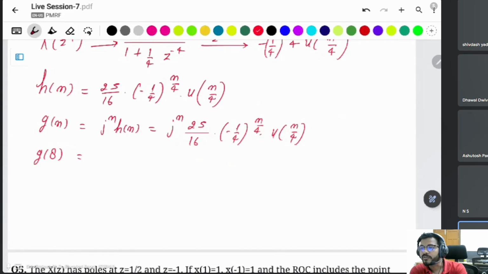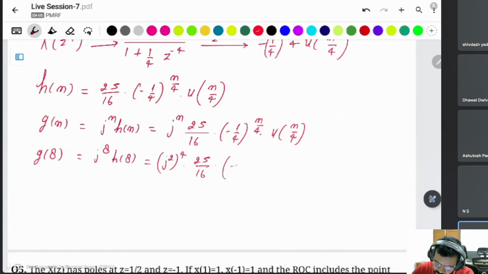The question wants the value of G8, so simply replace n by 8. Then j to the power of 8 h8 is equal to j to the power of 8, which can be written as j square to the power of 4, into 25 divided by 16, into 1 by 4 to the power of 8 by 4, into u1. This is a quantity; the multiplication of this one is available. Yes, u2 value is 1.